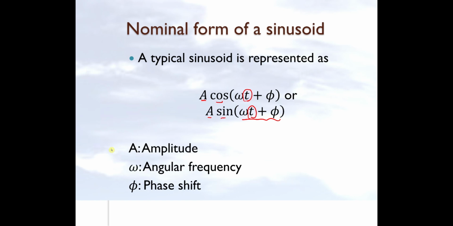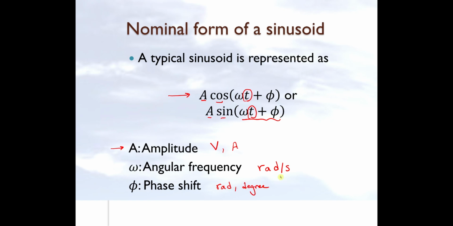We call the scaling factor the amplitude. The units of the amplitude depend on the nature of the signal. So if the sinusoid here represents a voltage signal, then A would be in volts. If the sinusoid describes a current, this would be in amps, and so on and so forth. Omega is the angular frequency, and it has units of rad per second. Phi is the phase shift, and it has units of rad or degrees.